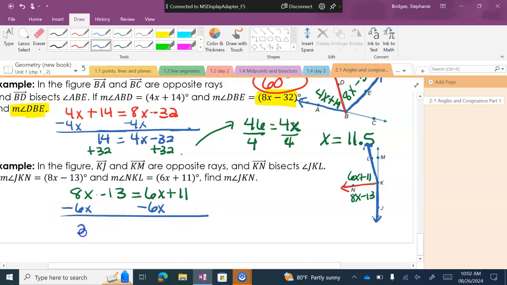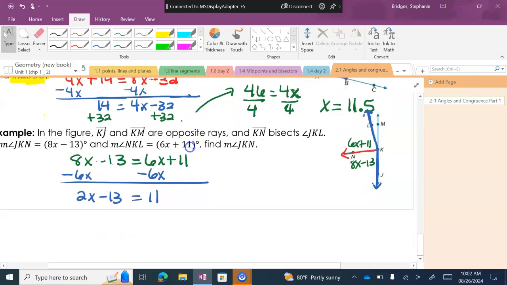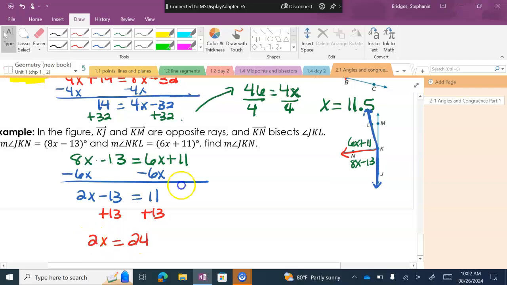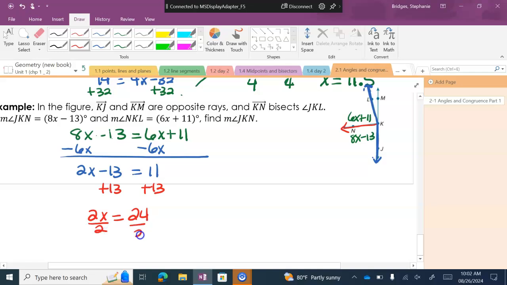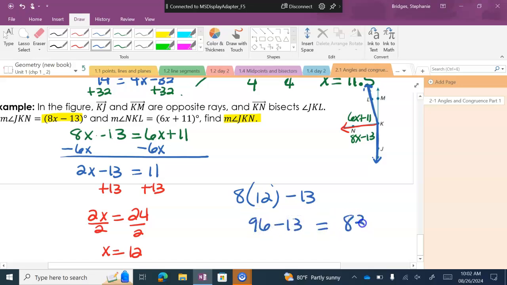I'm going to solve. So 2x is going to equal 24. Divide by 2. And x is going to equal 12. And then again, it asked me to find JKN. JKN was 8 times x minus 13. So I'm going to go 8 times 12 minus 13. That's what, 96 minus 13. So that would give me a total of 83 degrees.